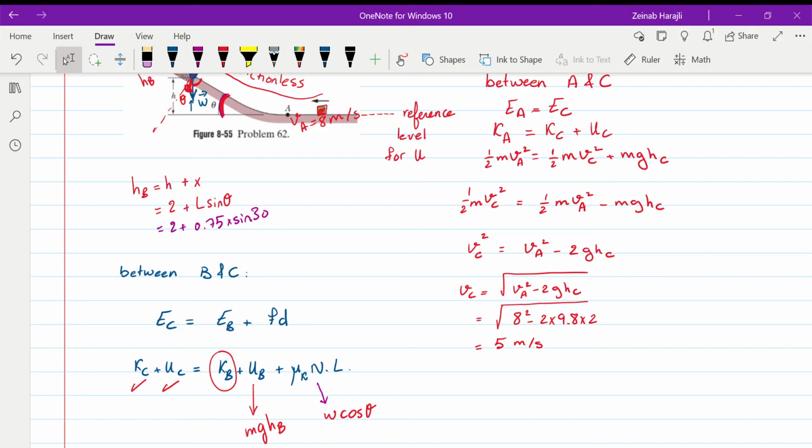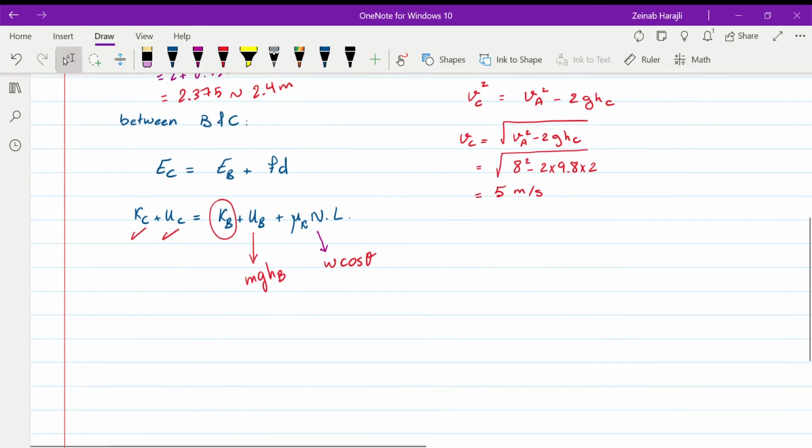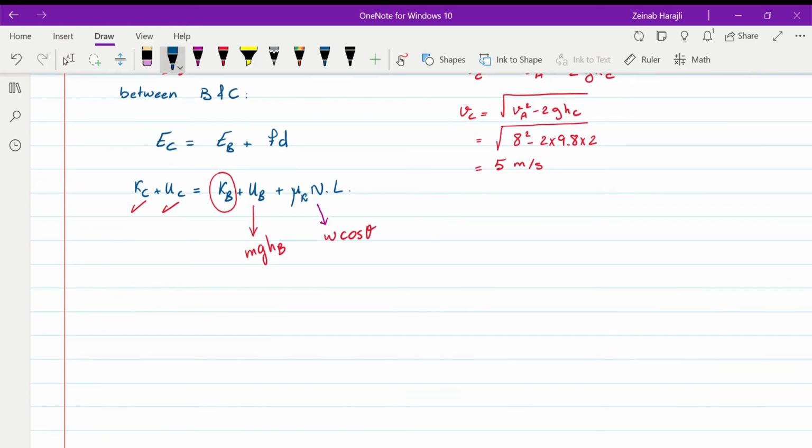So first I will calculate hB, so I can substitute it. So this is 0.75 times sine 30 plus 2, and this will give us 2.375, which we can round to 2.4 meters. So you can see that now I have all of the unknowns and I can solve for the kinetic energy at B. This will be the kinetic energy at C plus UC minus UB plus mu k N L.